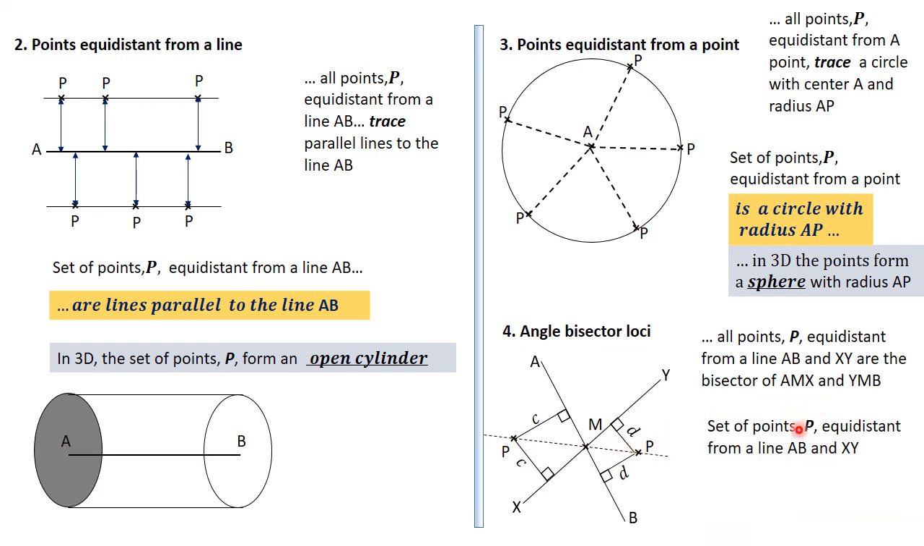Therefore, the set of points P equidistant from lines AB and XY are the bisectors of the angles AMX and YMB. Again, the same thing would happen for the points equidistant along this other one here. There will be a bisector to AMY and XMB. I hope you find that helpful.